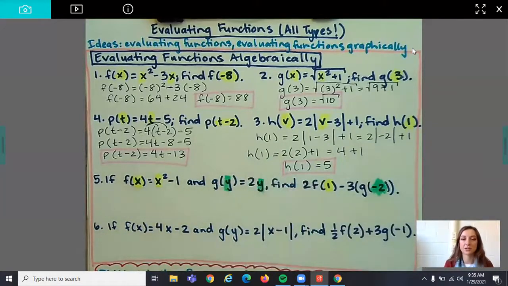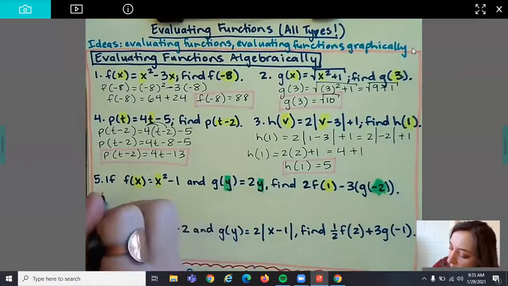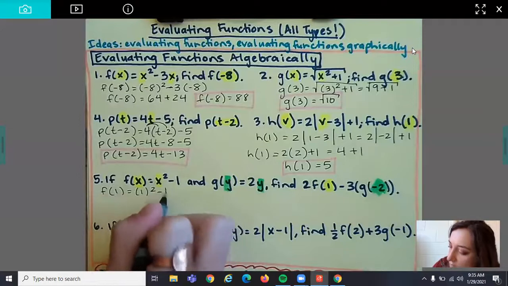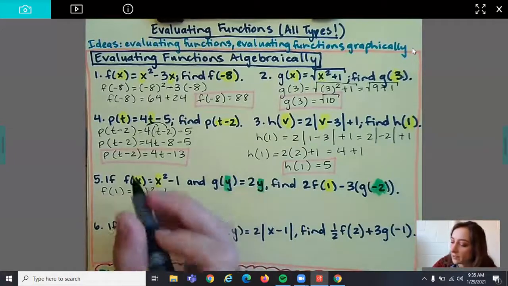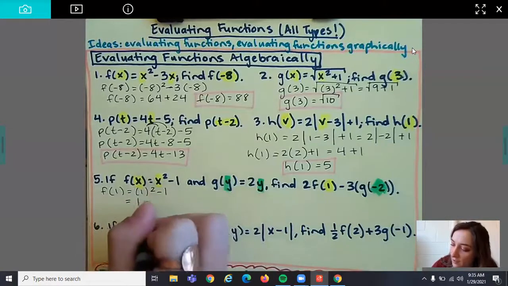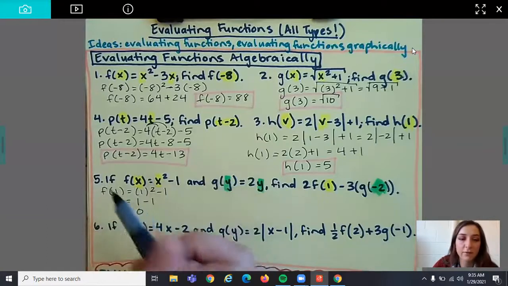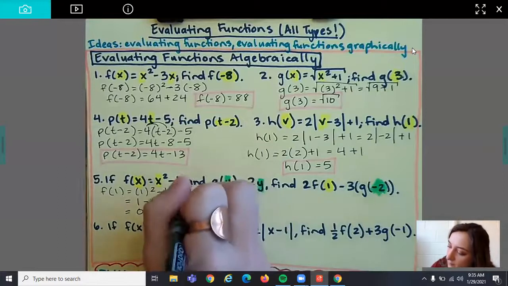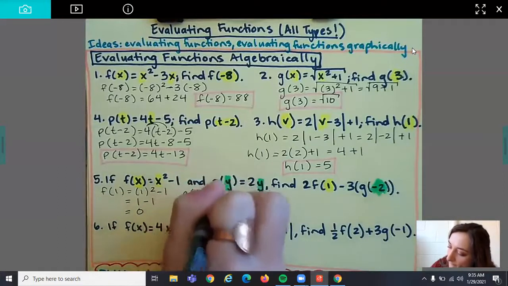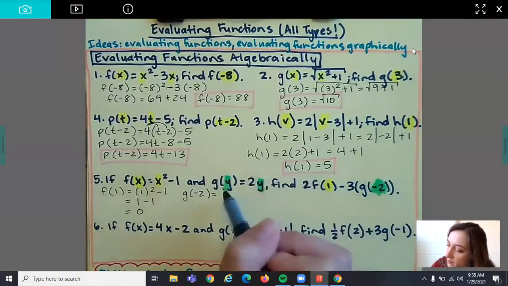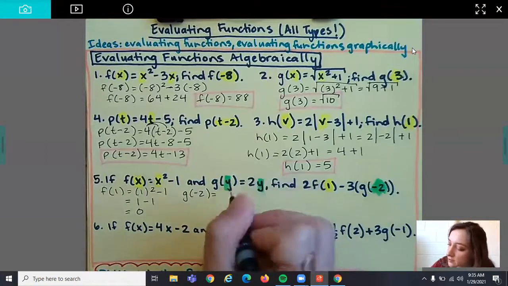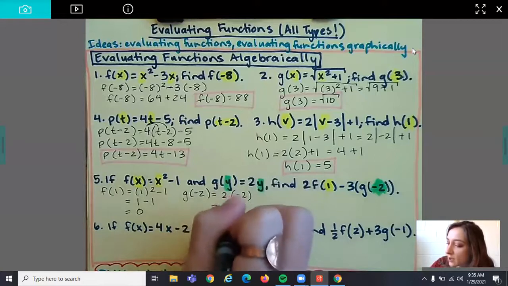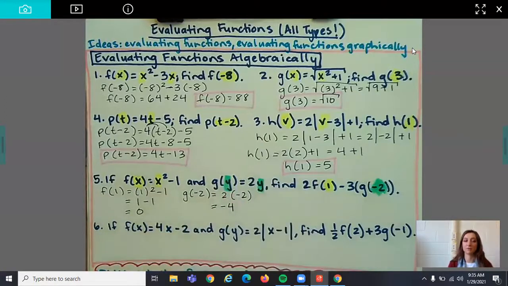So using this logic, let's first figure out what f of 1 is. So it's 1 squared minus 1. 1 squared is just 1. So 1 minus 1 is 0. So f of 1 is 0. Now let's figure out what g of -2 is. So g of -2, I'm plugging in -2 right here and right here. So it's going to be 2 times -2. 2 times -2 is -4, so that means that g of -2 is -4.